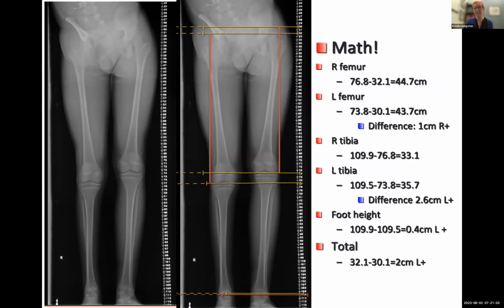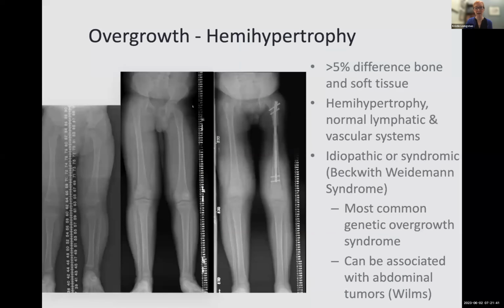In this case, we see that the right femur is about 1 centimeter longer than the left. Then we also measure the difference of the right tibia and the left tibia. In this case, the left leg is about 2.6 centimeters longer than the right. We're also accounting for a foot height difference here, which is about 0.4 centimeters, left side higher than right. And then we add all these things together. So in this patient, it all comes out to about 2 centimeters of leg length difference. But at least now we know where the differences are coming from, and if we need to lengthen a particular limb segment, we're going to know where to do that.